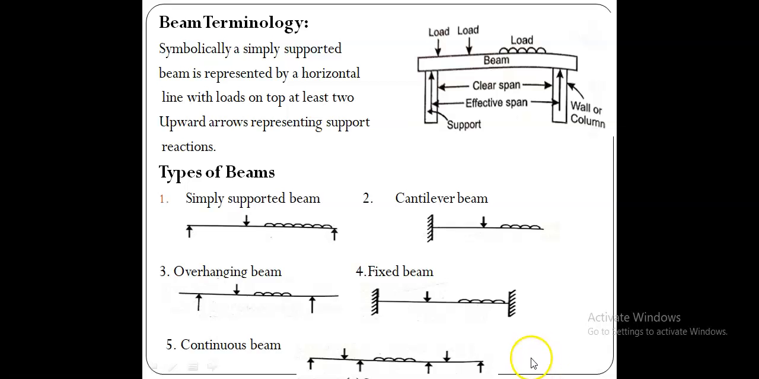The end supports may be simple supports or fixed supports, or the end may sometimes be freely overhanging. But all the intermediate supports are represented like this arrow. So this is called a continuous beam. A continuous beam may have any number of spans. In this case, we have only 3 spans, but sometimes we can use a continuous beam of 4 spans, 5 spans, 6 spans, etc. Like that, it can be extended. So that is called a continuous beam.